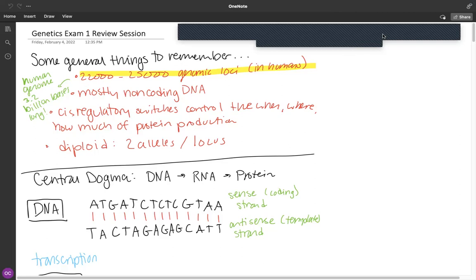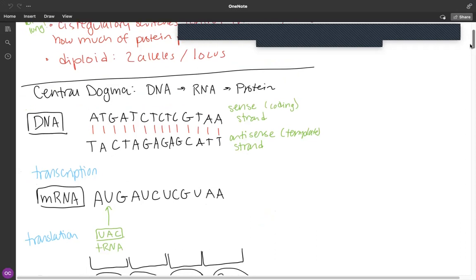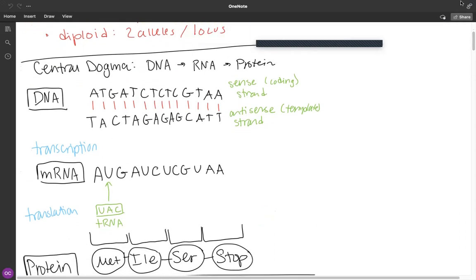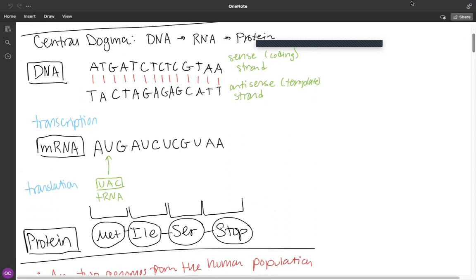And since we focus heavily on humans, we are diploid, meaning we have 2 alleles per locus. And it's important to keep in mind the central dogma, DNA to RNA to protein. So I've made a review here for you. So I have a DNA sequence here. I have the sense or coding strand, and then I have the antisense and template strand.